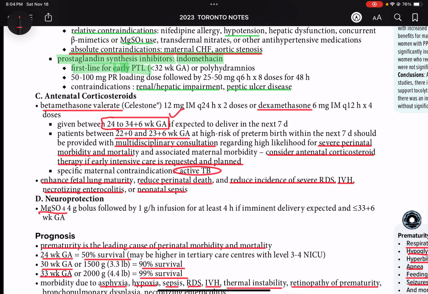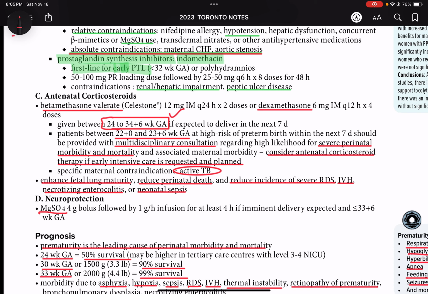Then we're going to go for corticosteroids, betamethasone, Valrate, or dexamethasone, given between 24 to 34 weeks, if expected to deliver in the next 7 days. But if it is earlier than that, we provide multidisciplinary consultation. We tell them that there would be severe perinatal morbidity and mortality. Consider antenatal corticosteroid therapy if they're planning for early intensive care. Otherwise, it's more of a consultation thing, because you have to get the parents prepared for the chances of severe perinatal morbidity and mortality.